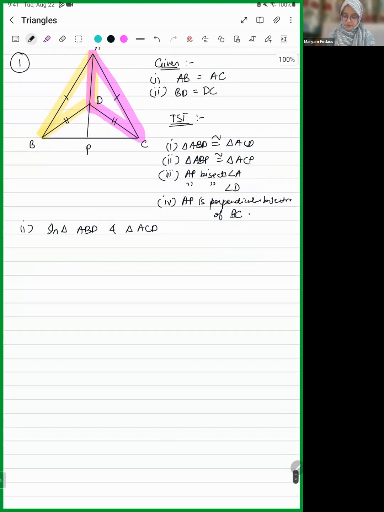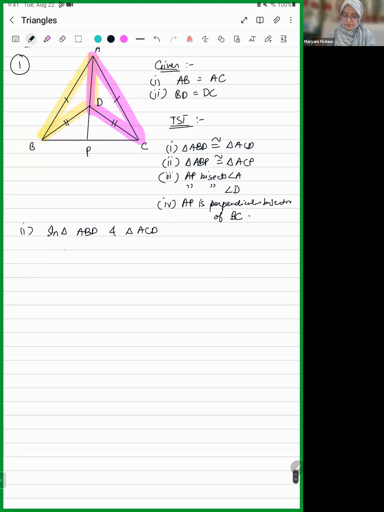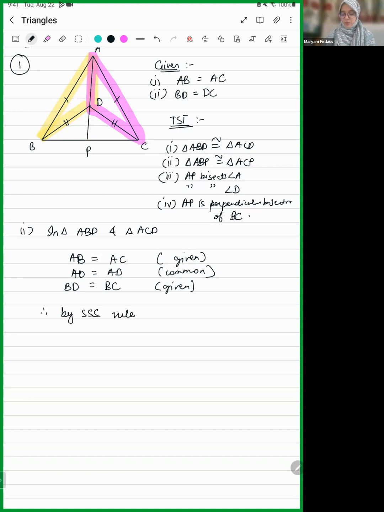Now, AB is equal to AC given. AD is equal to AD common side. And BD is equal to DC given. Therefore, by SSS congruency, SSS rule, triangle ABD is congruent to triangle ACD. Done. Okay.